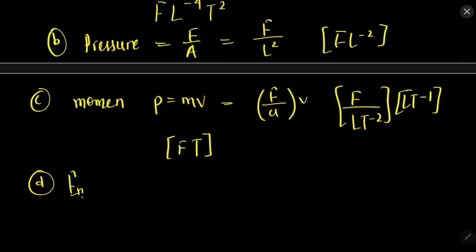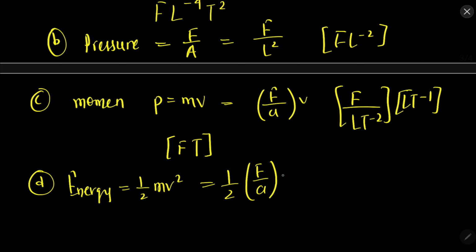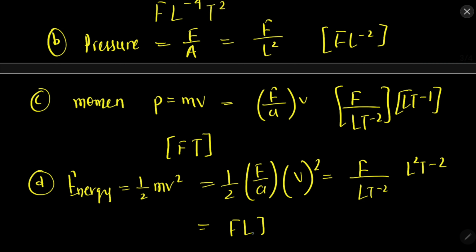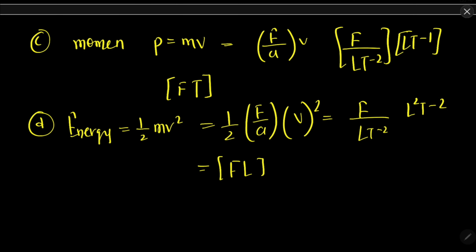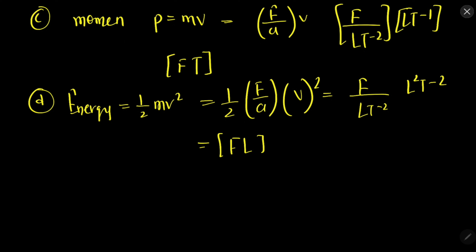Then energy. Let's say energy has one formula, half mv square, and this can be written as force upon acceleration for a mass and velocity square, which will give us F upon Lt minus 2 L square T minus 2, because we have to take the square of the velocity. So this will give us Fl. So this is the dimension for energy in terms of force and length and time.